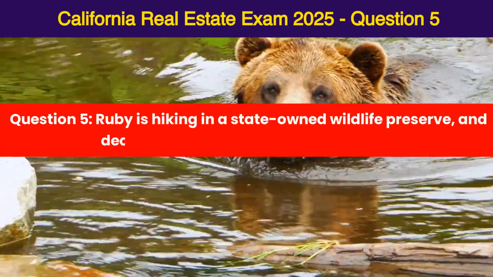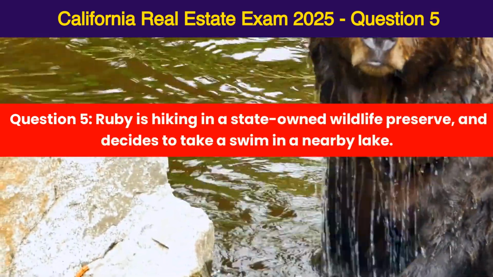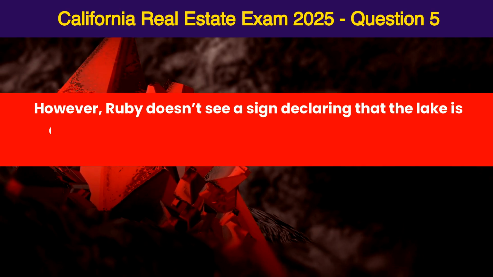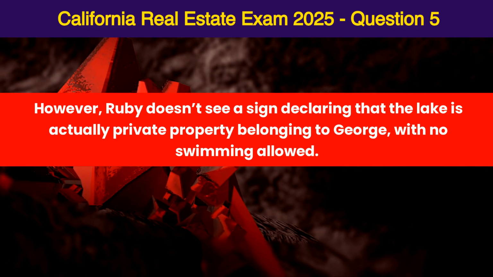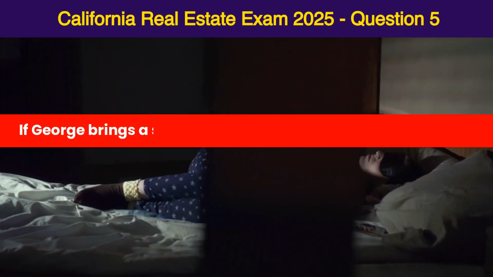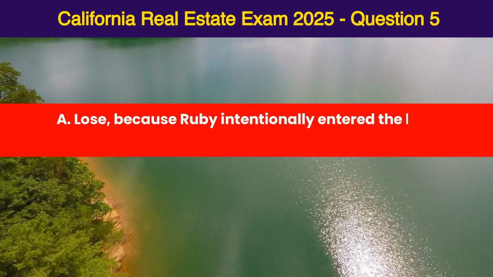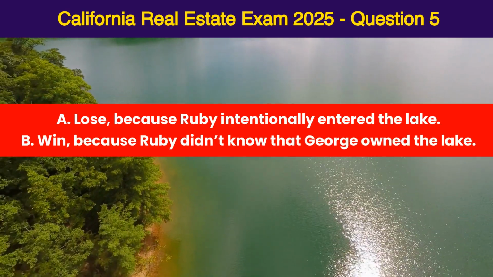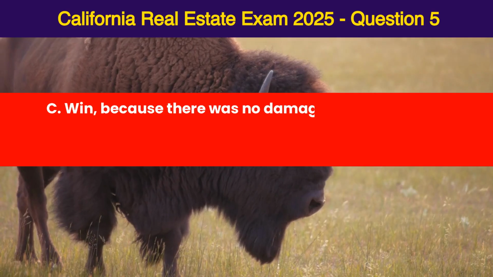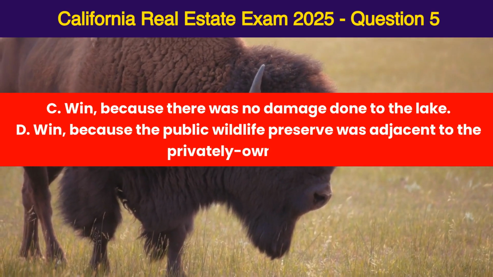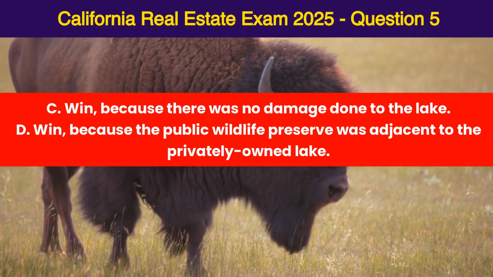Question 5. Ruby is hiking in a state-owned wildlife preserve and decides to take a swim in a nearby lake. However, Ruby doesn't see a sign declaring that the lake is actually private property belonging to George, with no swimming allowed. If George brings a suit for trespass against Ruby, she will likely A. Lose, because Ruby intentionally entered the lake. B. Win, because Ruby didn't know that George owned the lake. C. Win, because there was no damage done to the lake. D. Win because the public wildlife preserve was adjacent to the privately owned lake.